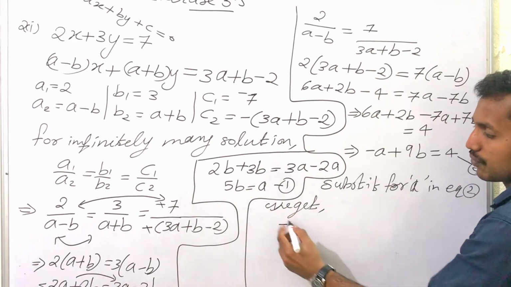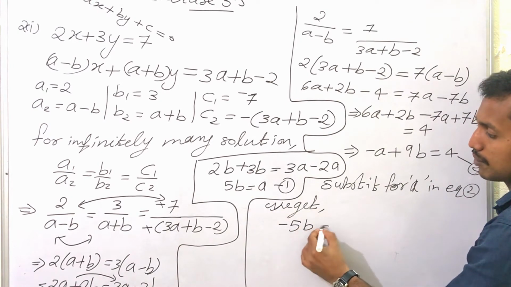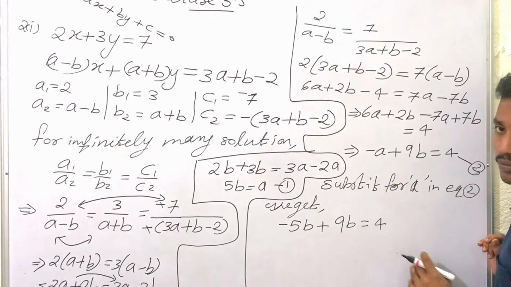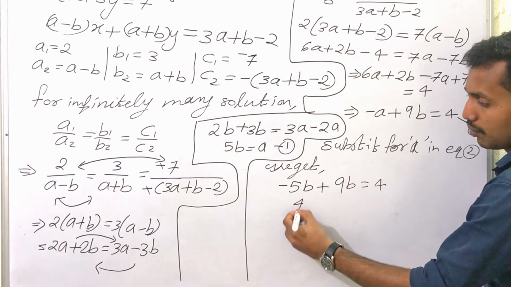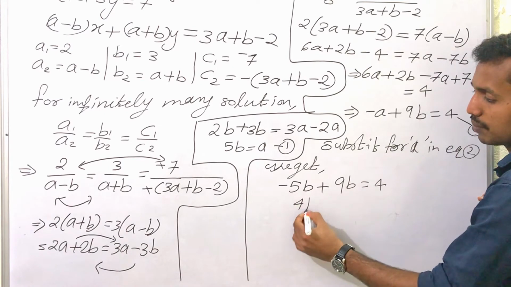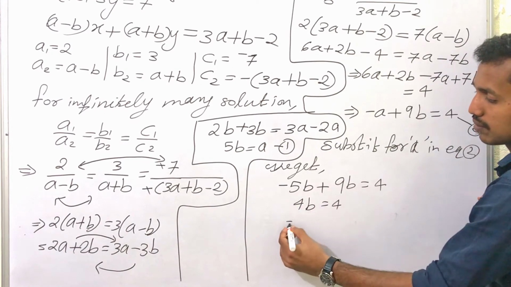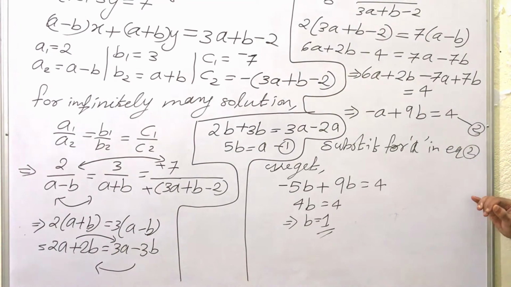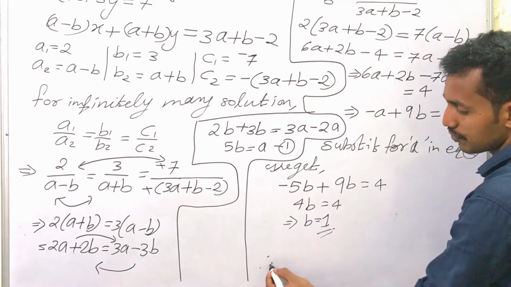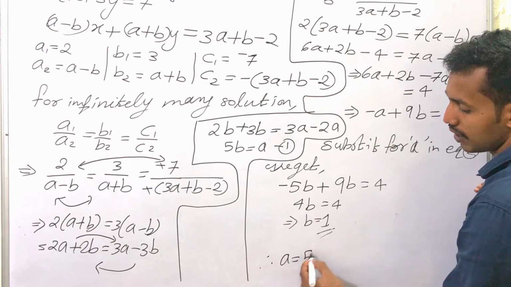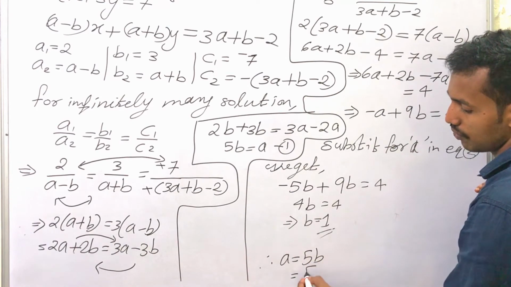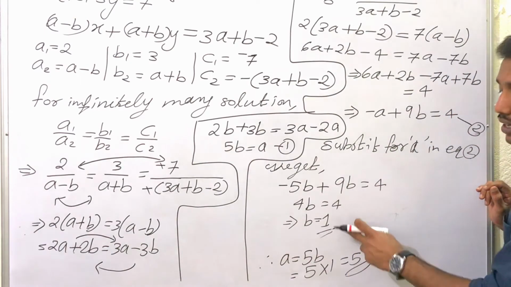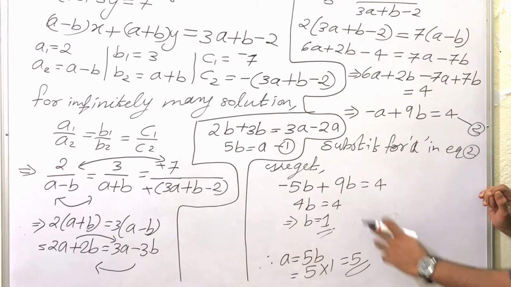Minus A equal to 5B, that is 5B plus 9B is equal to 4. That is 4B minus 5B plus 9B will be 4B is equal to 4, which implies B equal to 1. Again resubstitute. Therefore, A is equal to 5B, which is equal to 5 into 1 equal to 5. So the value of A is equal to 5 and value of B is equal to 1.